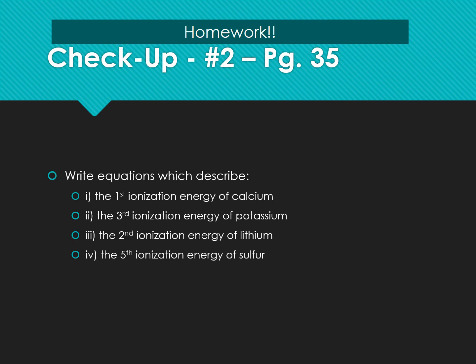Alright, so homework question number 1, page 35, number 2, you're going to write the different equations for each ionization energy. First ionization energy for calcium, third for potassium, second for lithium, and the fifth for sulfur. So to write the ionization energies, you always have to have the previous atom. If it's the first, it's going to be a neutral atom, but if it's the third, it's always going to be the 2+ charge, and then so forth.